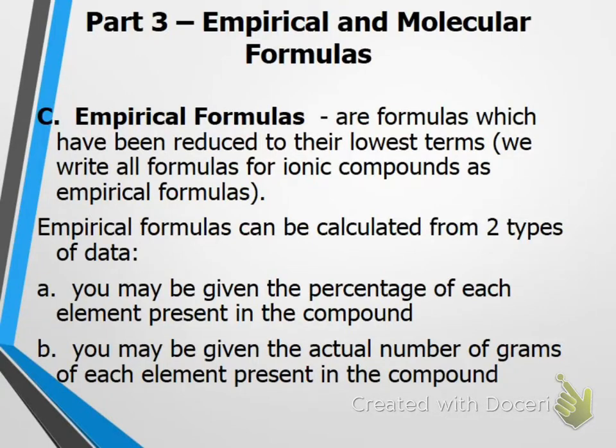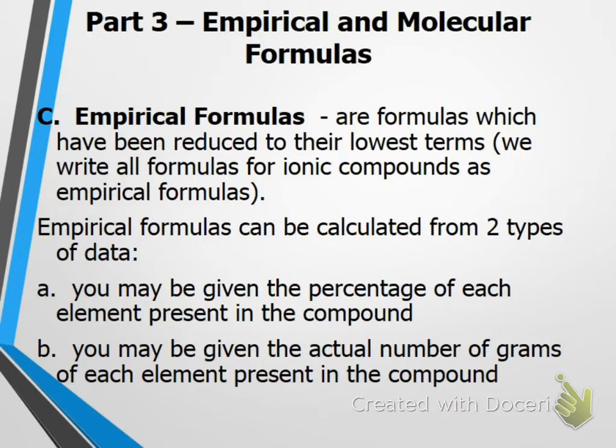All right. Empirical formulas are formulas which have been reduced to their lowest possible terms. Basically, we talked about percent composition the other day. If I had an unknown compound, I could figure out its percent composition by burning it and figuring out how much carbon and hydrogen there are. And I could take that percent composition and figure out its lowest possible formula.